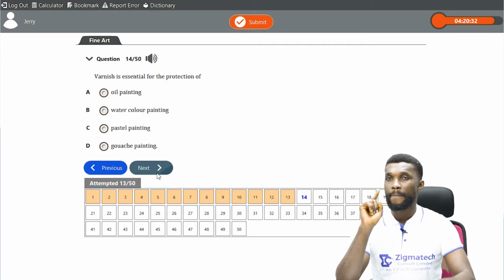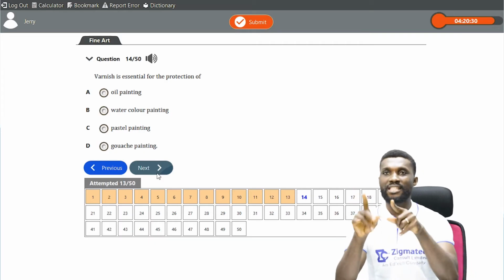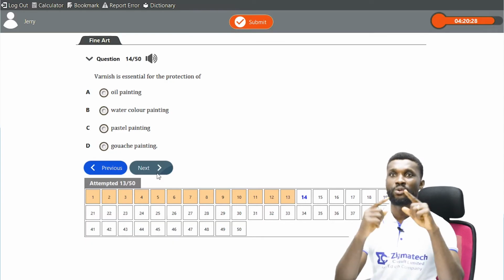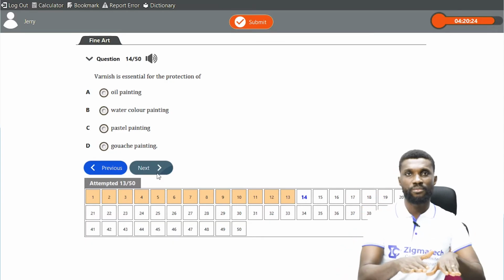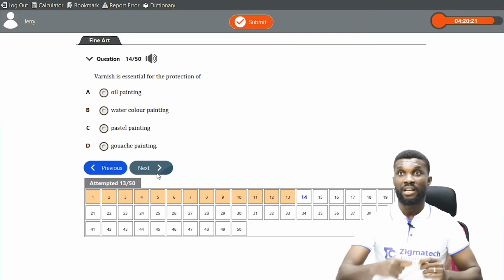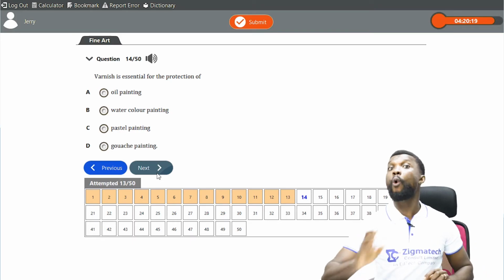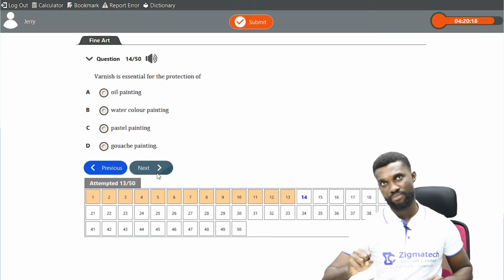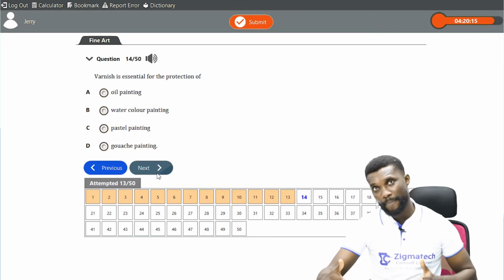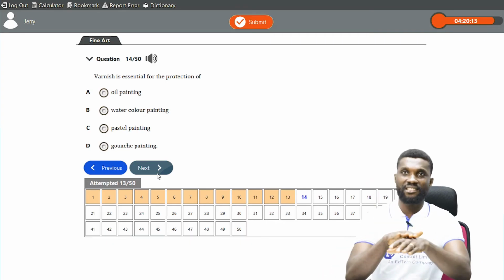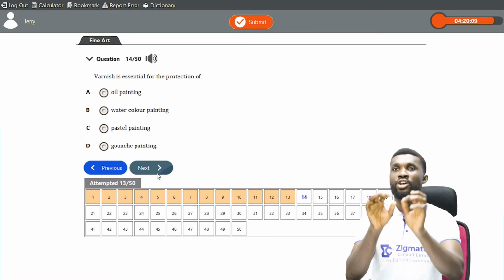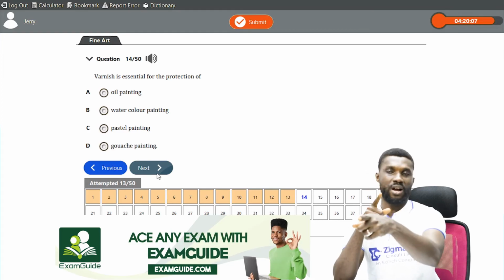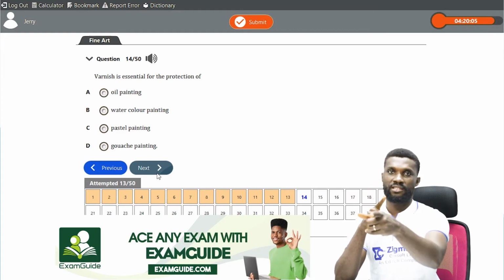Now the varnish is essential for the protection of A, oil painting, B, watercolor painting, C, pastel painting, D, gouache painting. Let's pick them one after the other, but I'll start from the bottom. Gouache is a watercolor medium. Varnishes are oil medium. They are like paint. They have this Vaseline kind of shiny effect. You can't use that on a gouache. You will damage the painting.